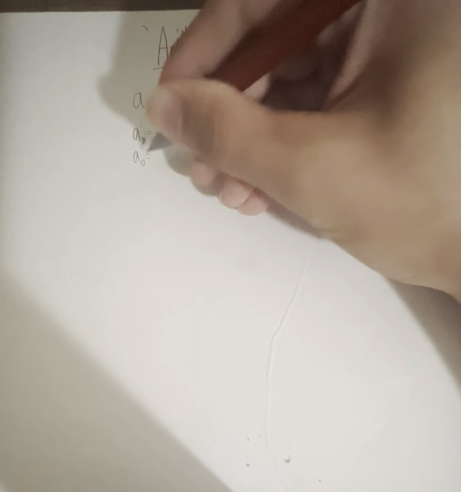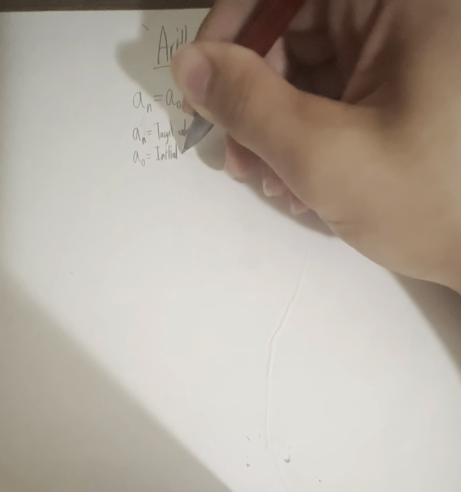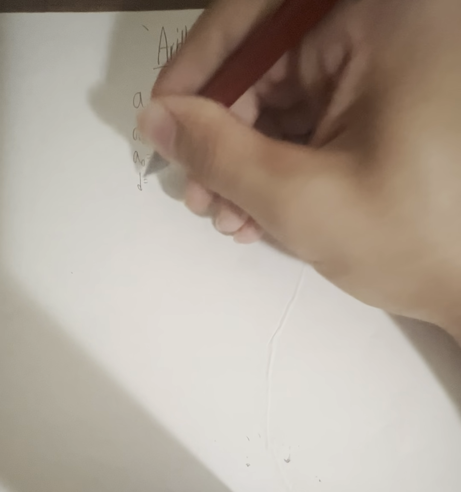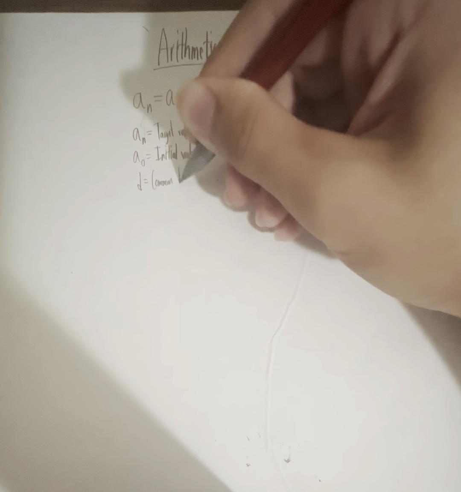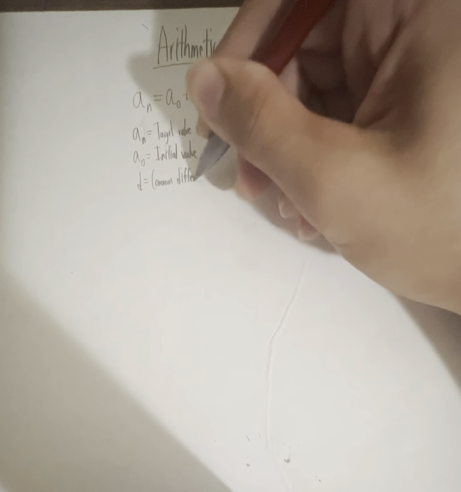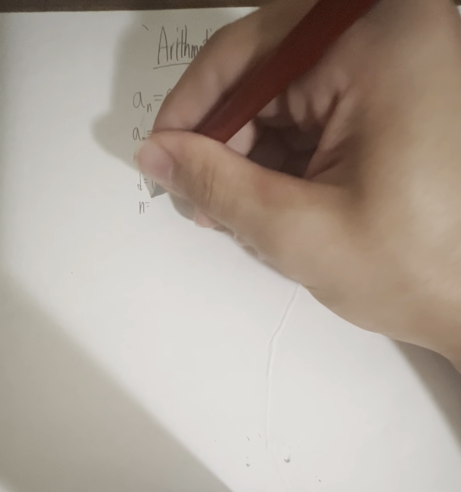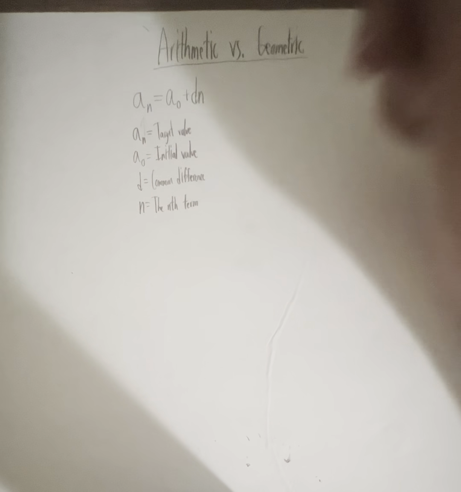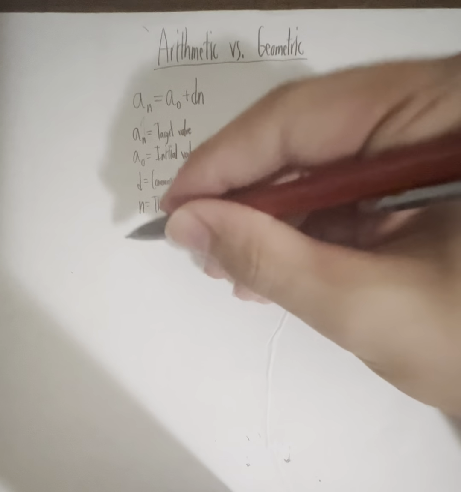What a subscript 0 would symbolize is the initial value of the sequence. d is the common difference. And n is the nth term that you're solving for. And we'll get into that soon.